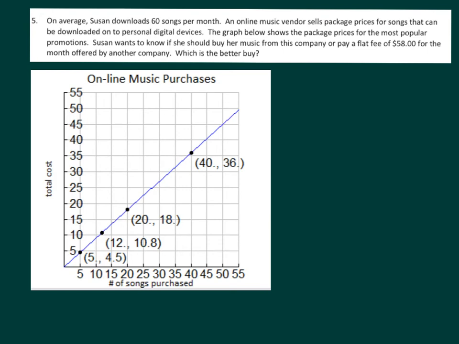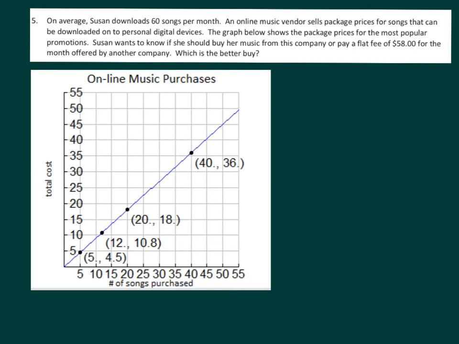Number 5. On average, Susan downloads 60 songs per month. An online music vendor sells package prices for songs that can be downloaded onto personal digital devices. The graph below shows the package prices for most popular promotions. Susan wants to know if she should buy her music from this company or pay a flat fee of $58 for the month offered by another company. Which is the better buy?